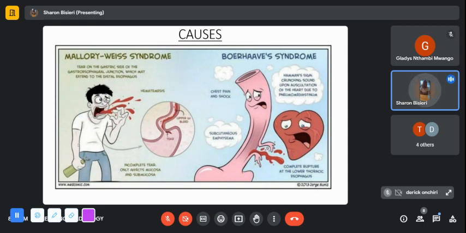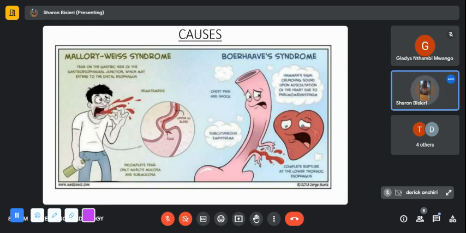This image just illustrates the difference between a Mallory-Weiss tear and Boerhaave syndrome. In Boerhaave syndrome, you have a complete rupture of the lower thoracic esophagus, whereas in a Mallory-Weiss tear, you have a partial thickness tear affecting the gastric side of the gastroesophageal junction, and it may or may not extend to the distal esophagus.